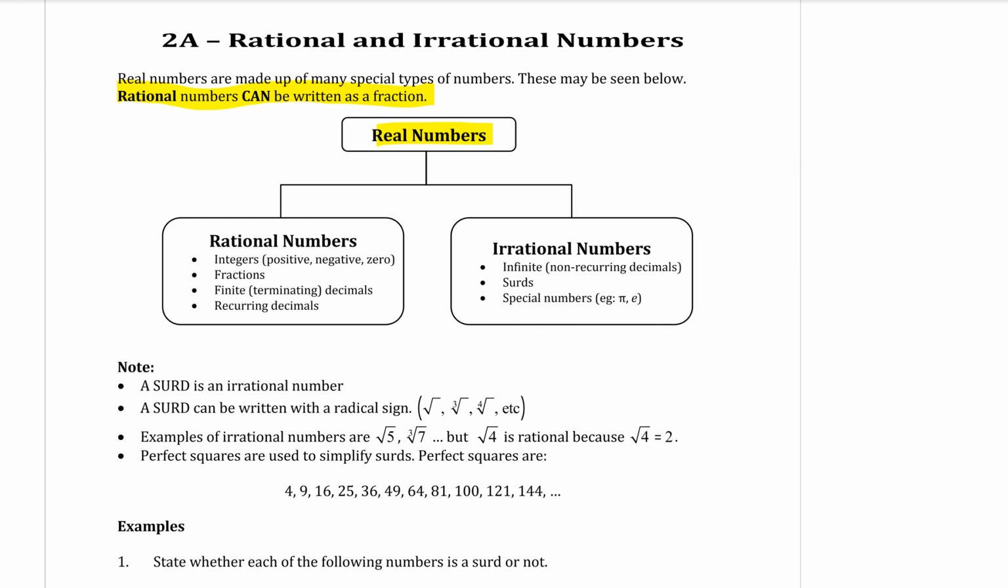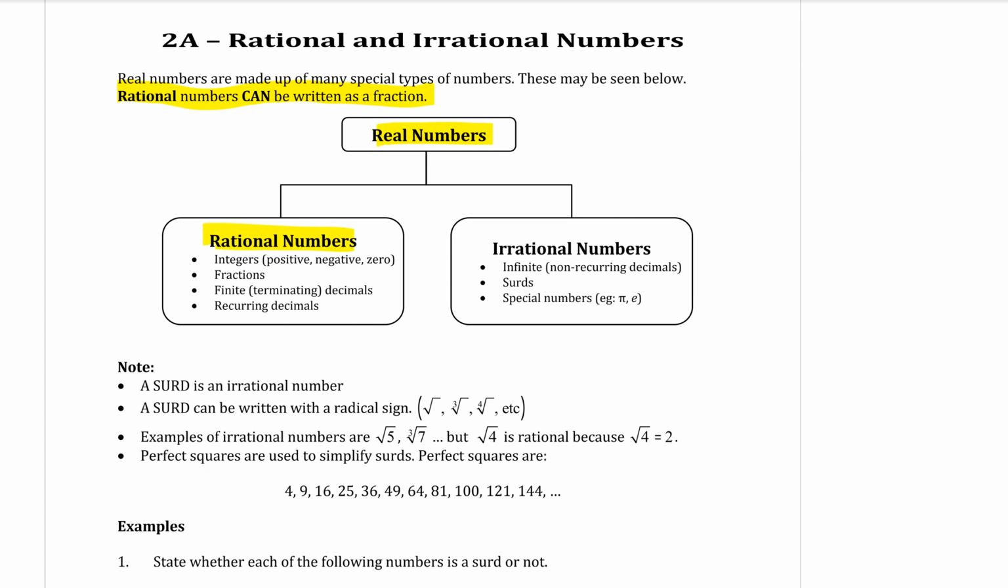Believe it or not, there is such a thing as unreal numbers. You'll learn about those in extension maths if you decide to do that. It's where you square root negative numbers, okay? But for most people, we only ever worry about real numbers. And we can divide that into two basic categories, which is our rational numbers.